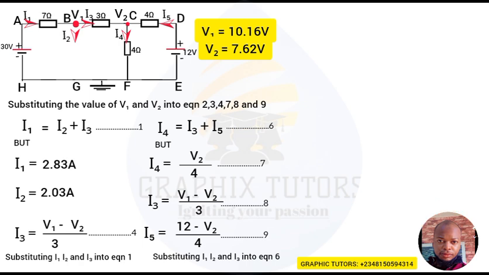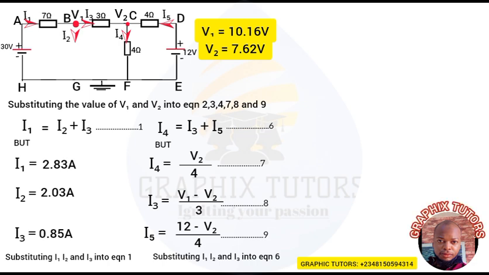Now also substitute V1 equals 10.16 and V2 equals 7.62 into equation 4. So my I3 will now give me V1 minus V2 all over 3. So when you put your values, you'll be having 10.16 minus 7.62 divided by 3. We're going to be having 2.54 divided by 3, which will now give us 0.85 ampere. Is that again?